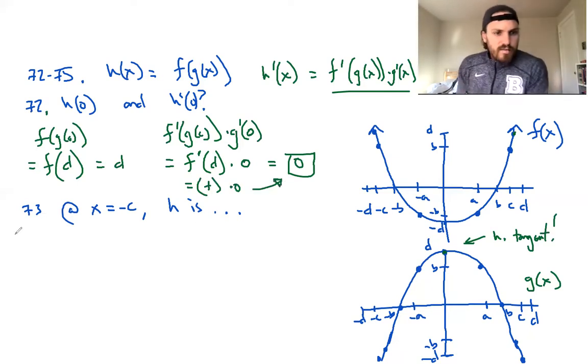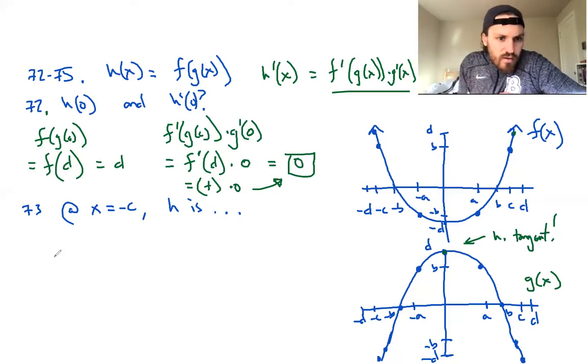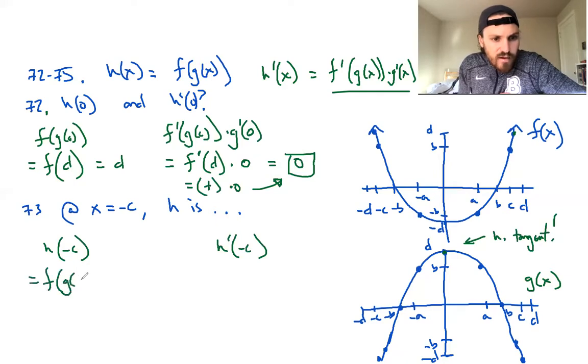Okay. 73, they want us to talk about what is going on with h at x equals negative c. So is h positive? Is it negative? Is it increasing? Is it decreasing? So let's see if we can figure that out. So we are curious, what can we say about h of negative c and h prime of negative c? So let's remember that this is f of g of negative c by definition, and this is f prime of g of negative c times g prime of negative c by the chain rule up there.